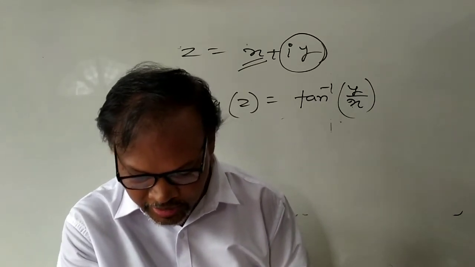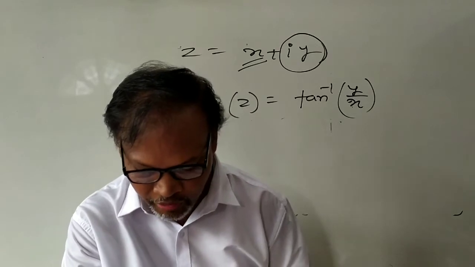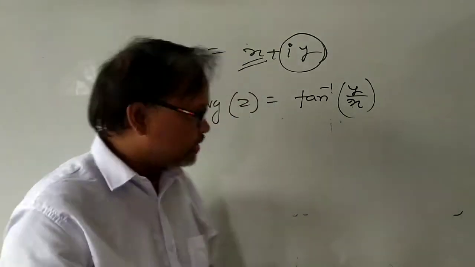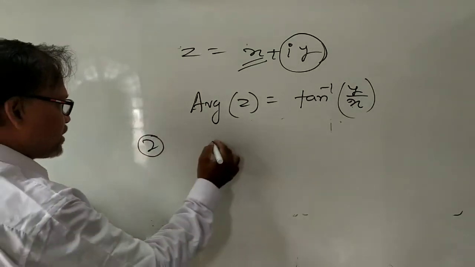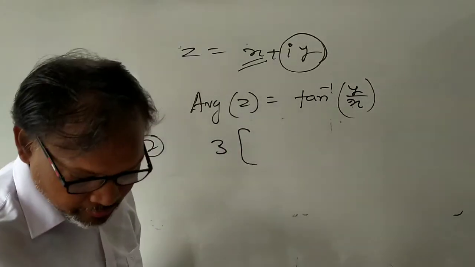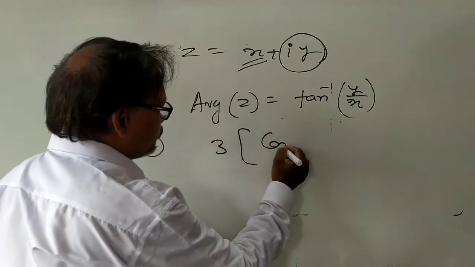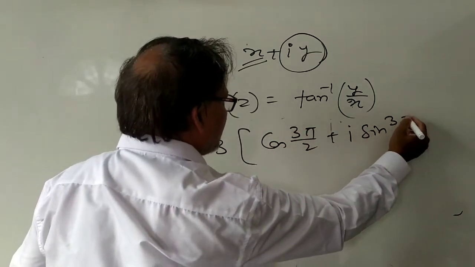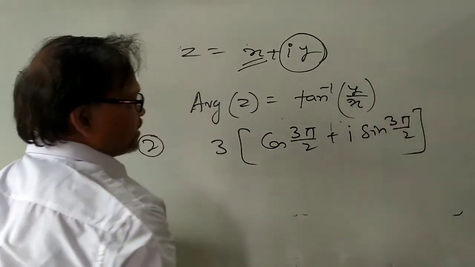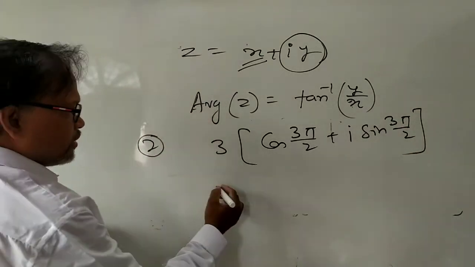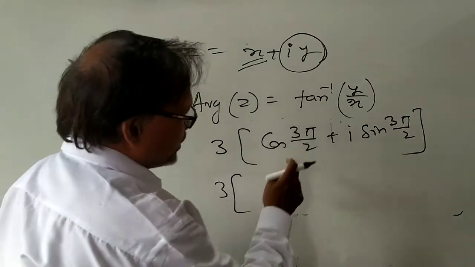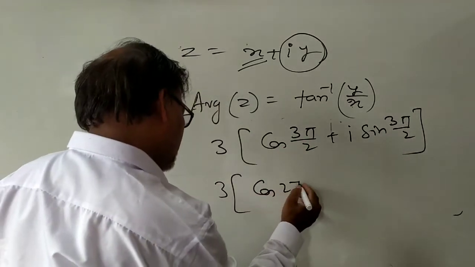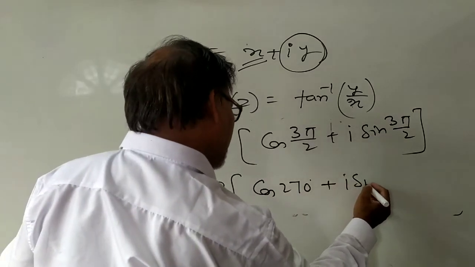Second question: represent the complex number in the standard form x plus iy. Only you put the value. Like question number 2, 3 cos 3 pi by 2 plus i sin 3 pi by 2. You have to change it into x plus iy form. So 3 pi by 2 will be 270, cos 270 degrees, i sin 270.